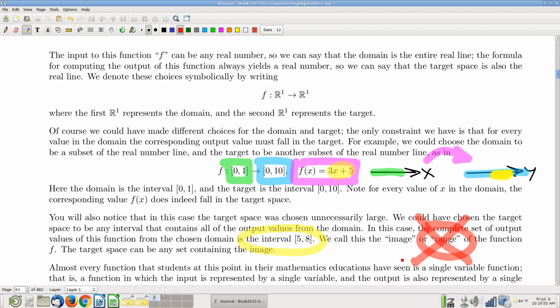Yeah. Can the image extend outside the target? No, it can't, because that's the rule. When you're defining a function, when you say here's the target, it is on you as the function definer to make sure that every output value is in the target. Right? That's the purpose, the function of the target, to be the thing that definitely contains all of the output values. Yeah.